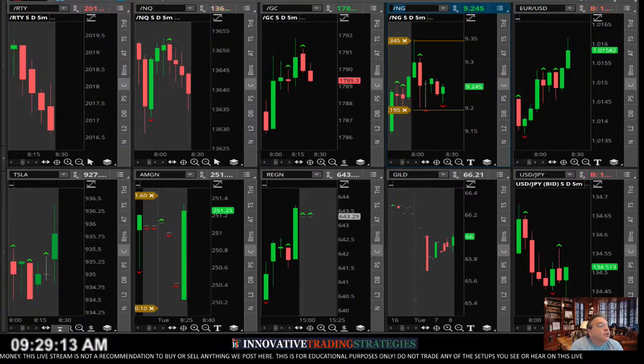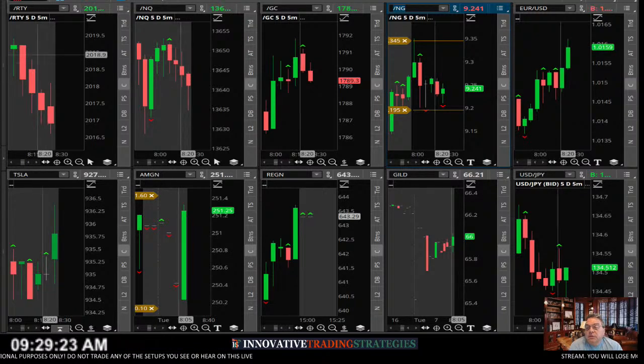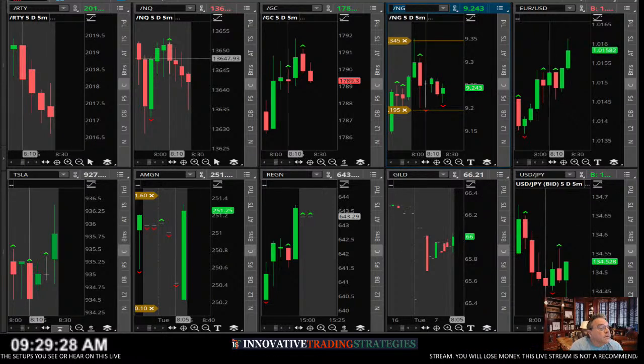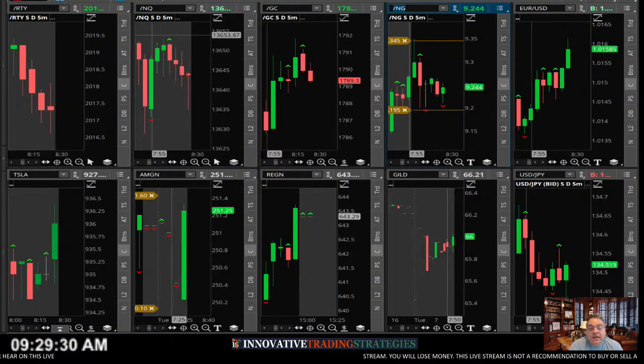All right, less than a minute to go before the opening bell, so we're going to get a lower opening on the Dow. Could trigger a short on our mini Russell RTY. So we're going to watch that over here. Could get a short on our NQ, which is our mini NASDAQ.